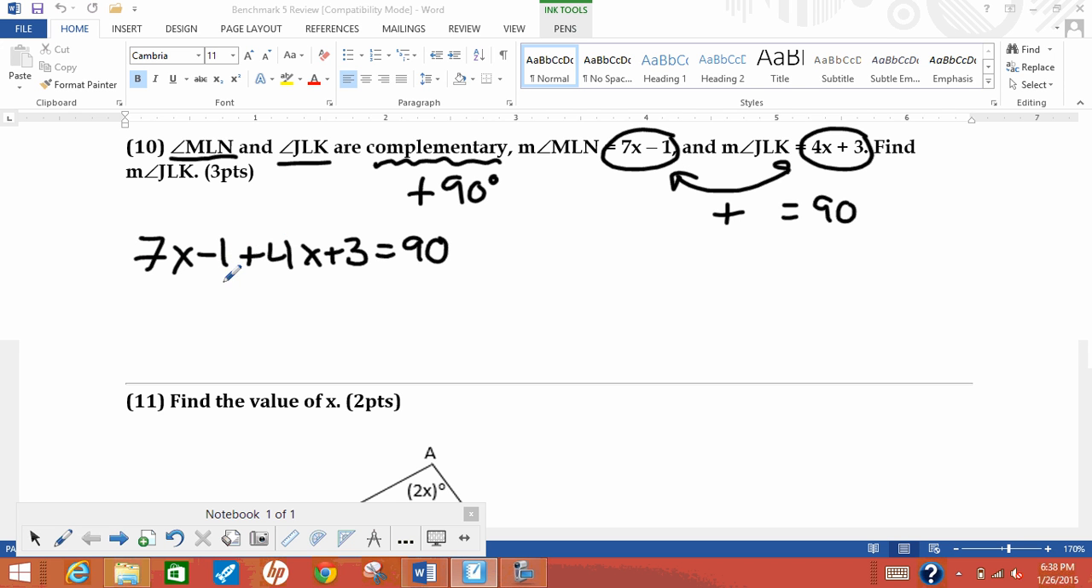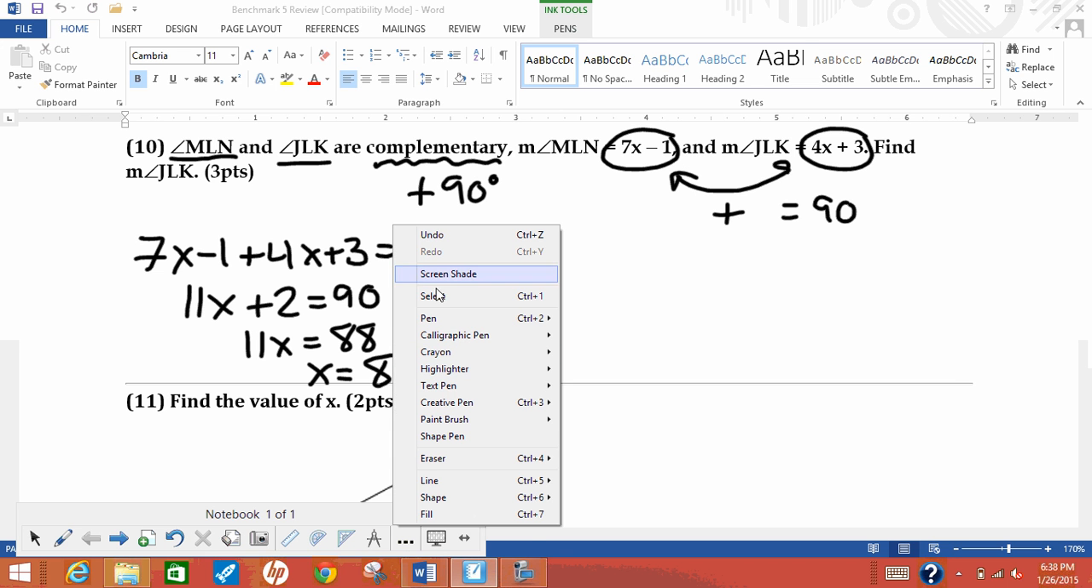So 7x plus 4x gives me 11x. Negative 1 plus 3 gives me 2. Subtract 2 from both sides. Divide both sides by 11, and I get x to be 8.